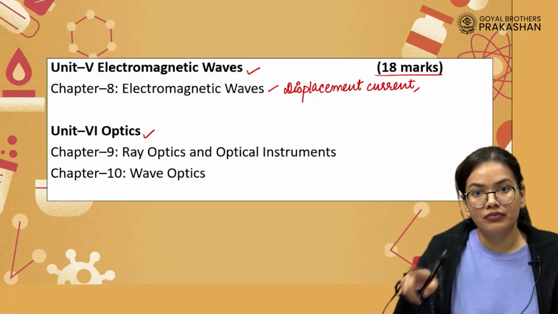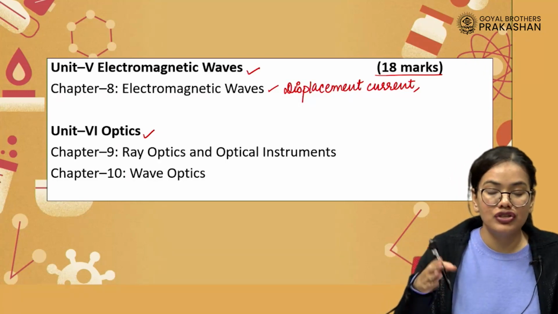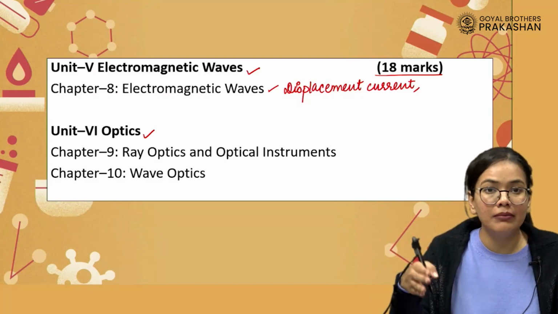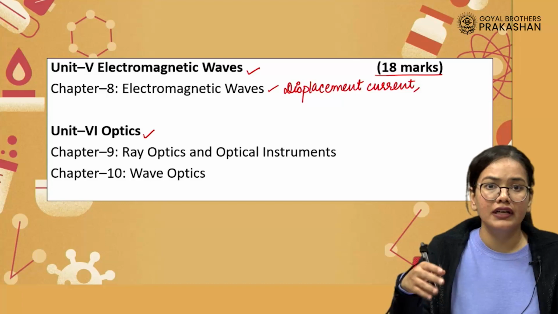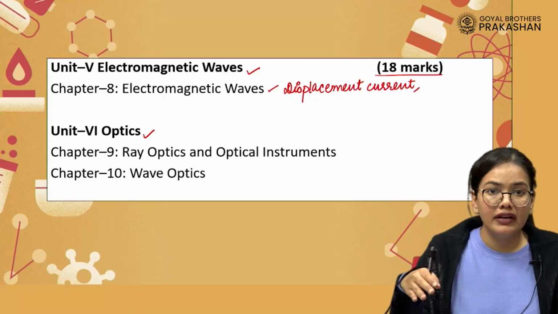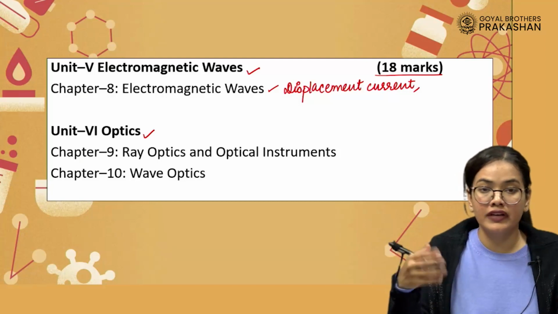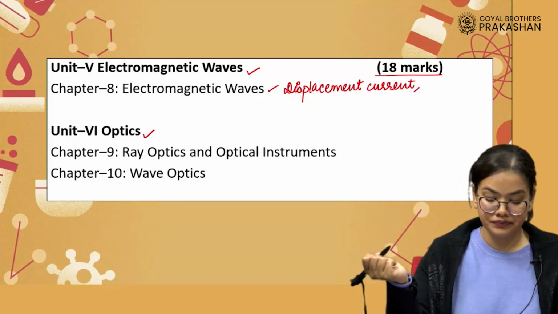Then the EM spectrum. Which region and which wavelength constitutes X-rays, UV rays, gamma rays, microwave, infrared, visible, that should be clear to you. And what the uses are, where we are using these types of rays.